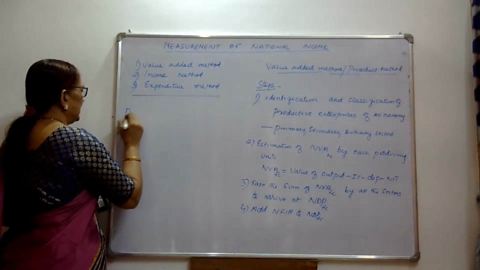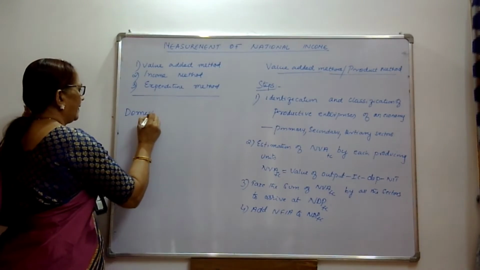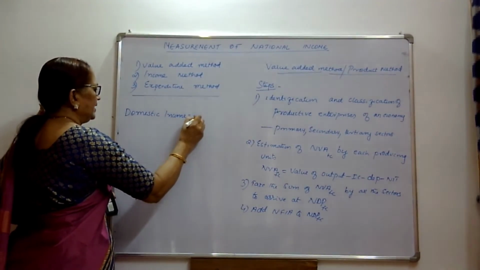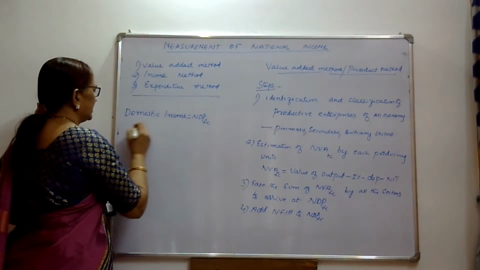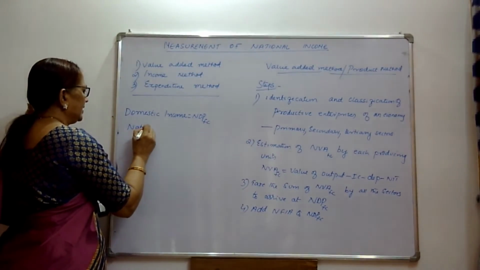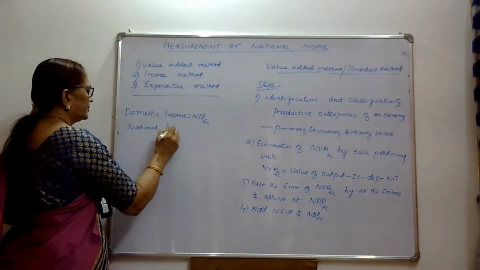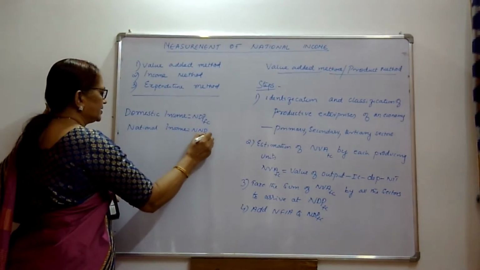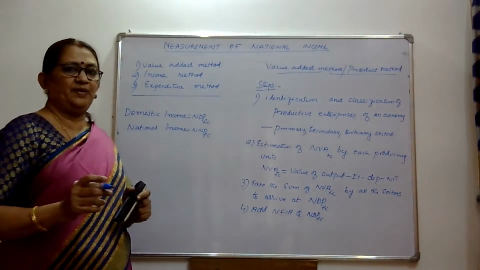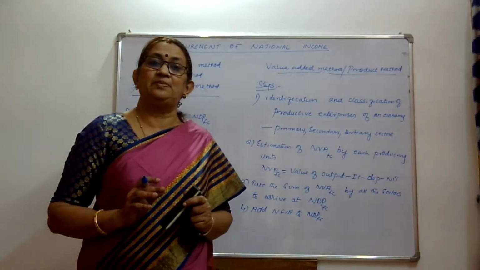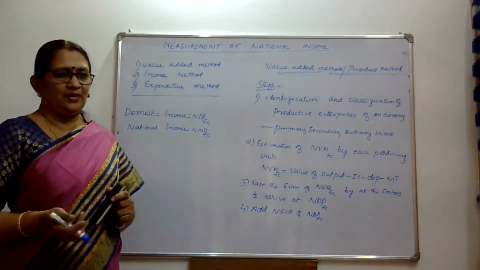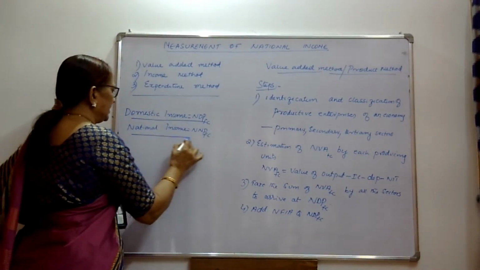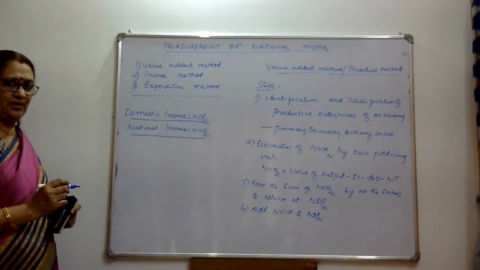So, domestic income is equal to NDP at factor cost. National income is equal to NNP at factor cost. If simply NNP, GNP, GDP is given, take it as market price. Okay. So, domestic income is NDP at factor cost, national income is NNP at factor cost.